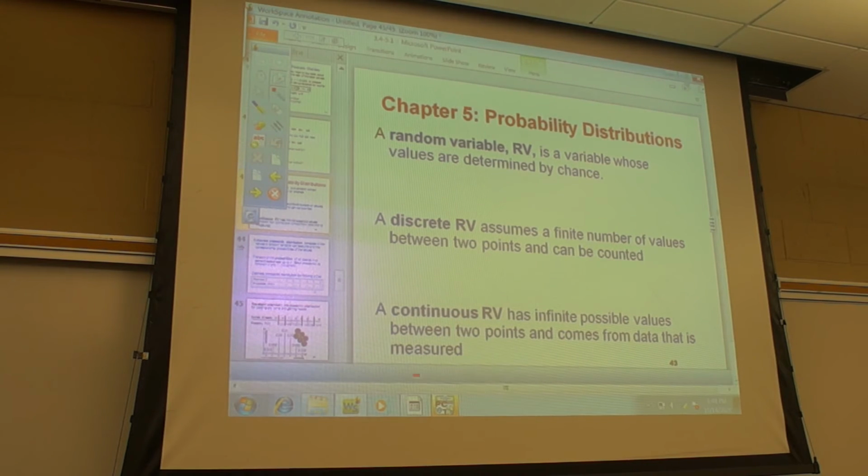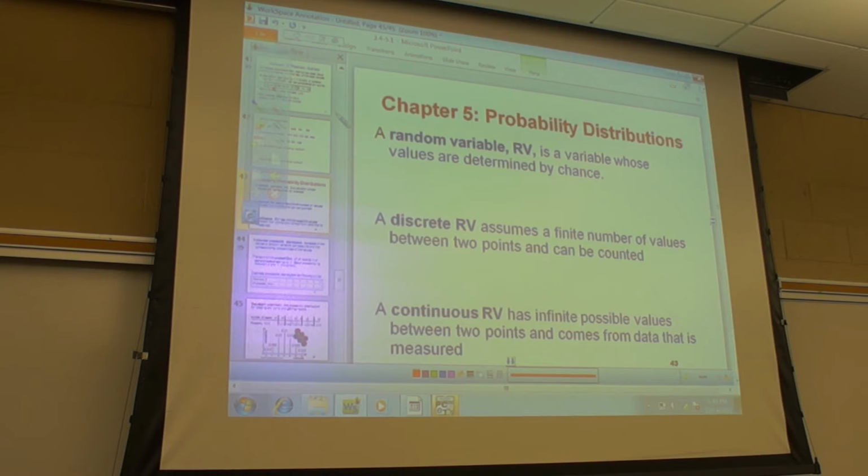Now we're going to look at chapter 5. A random variable. Michaela, go read for me. A random variable, RV, is a variable whose values are determined by chance. A discrete RV assumes that the finite number of values between 2 points can be counted. A continuous RV has infinite possible values between 2 points and comes from data that is measured. Right? Thank you.